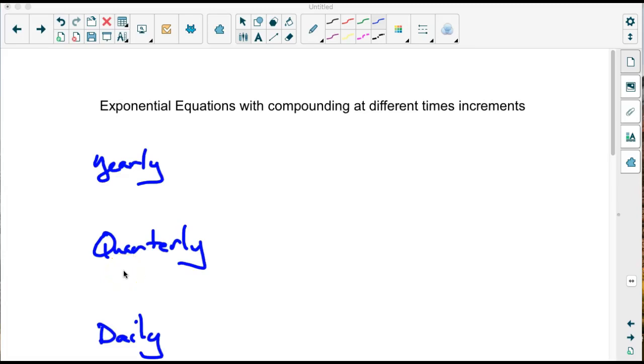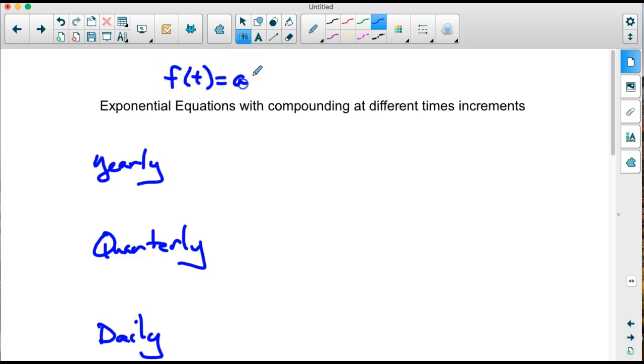Okay, in this video we're going to continue with exponential equations. It's going to be the second part of dealing with exponential equations. We're going to deal with those we started in the previous one using this equation here, f of t equals a times b to the t power. We're going to expand that out when we do different types of compounding at different time increments.